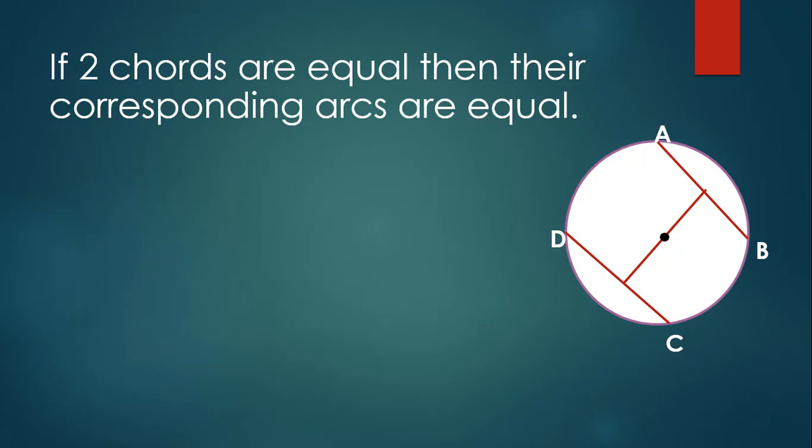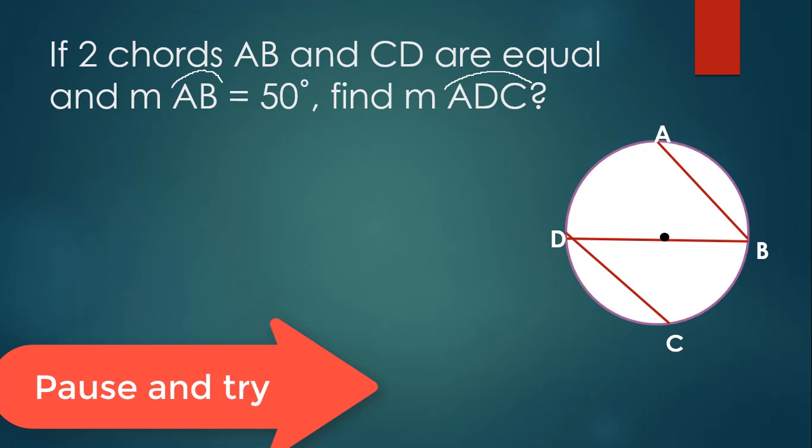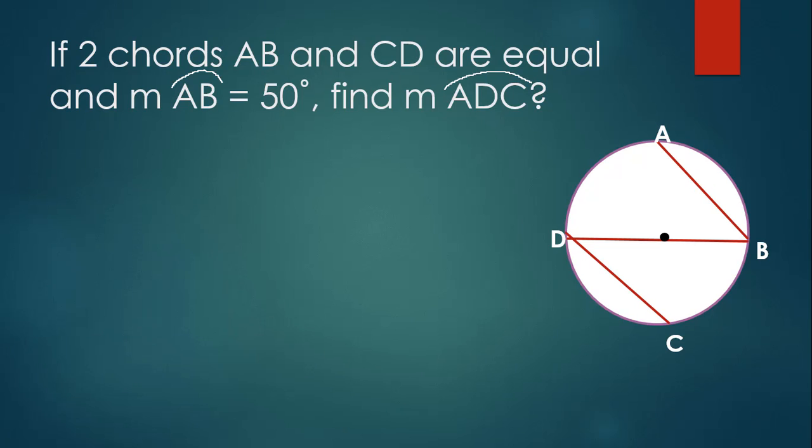If two chords are equal, then their corresponding arcs are also equal. Here we have two equal chords AB and CD. The theorem states that if the chords are equal, then the arcs are equal. I would like to request you to please pause the video and try to solve this question by yourself. Come back to check your answer.